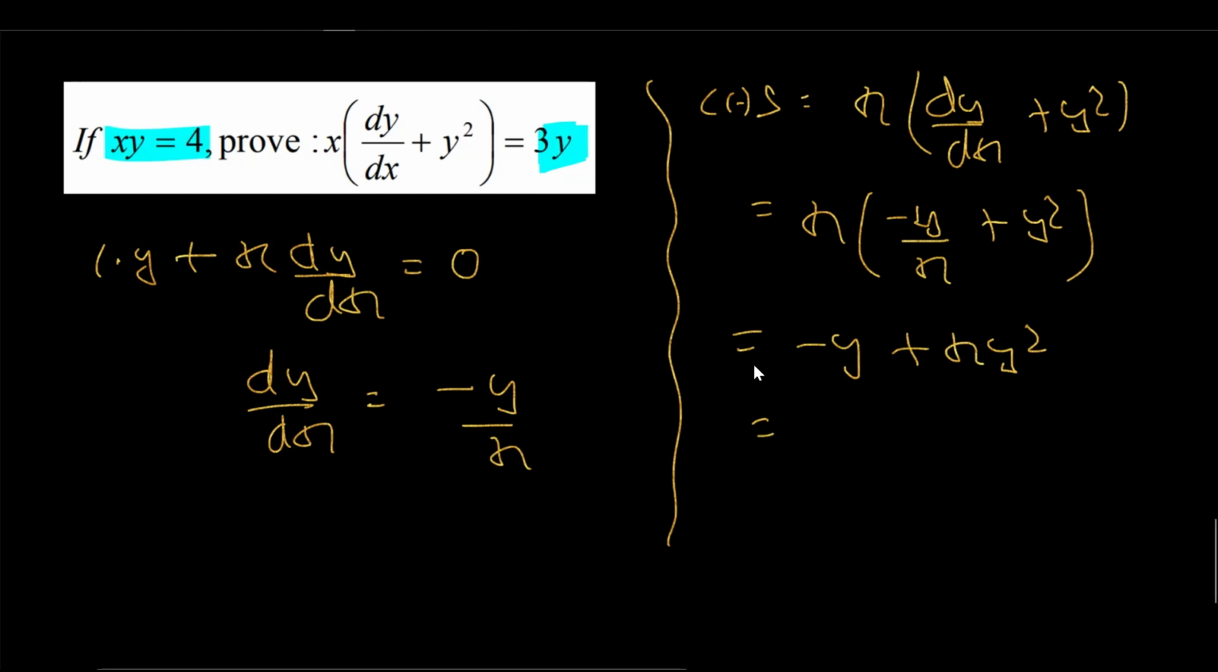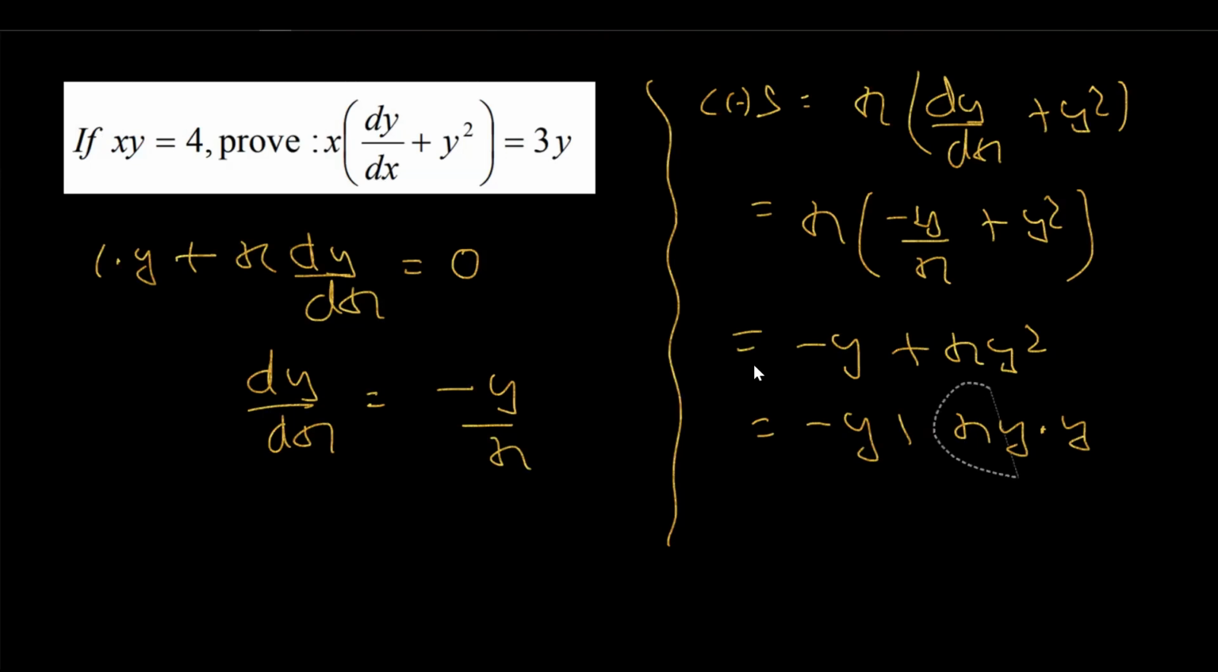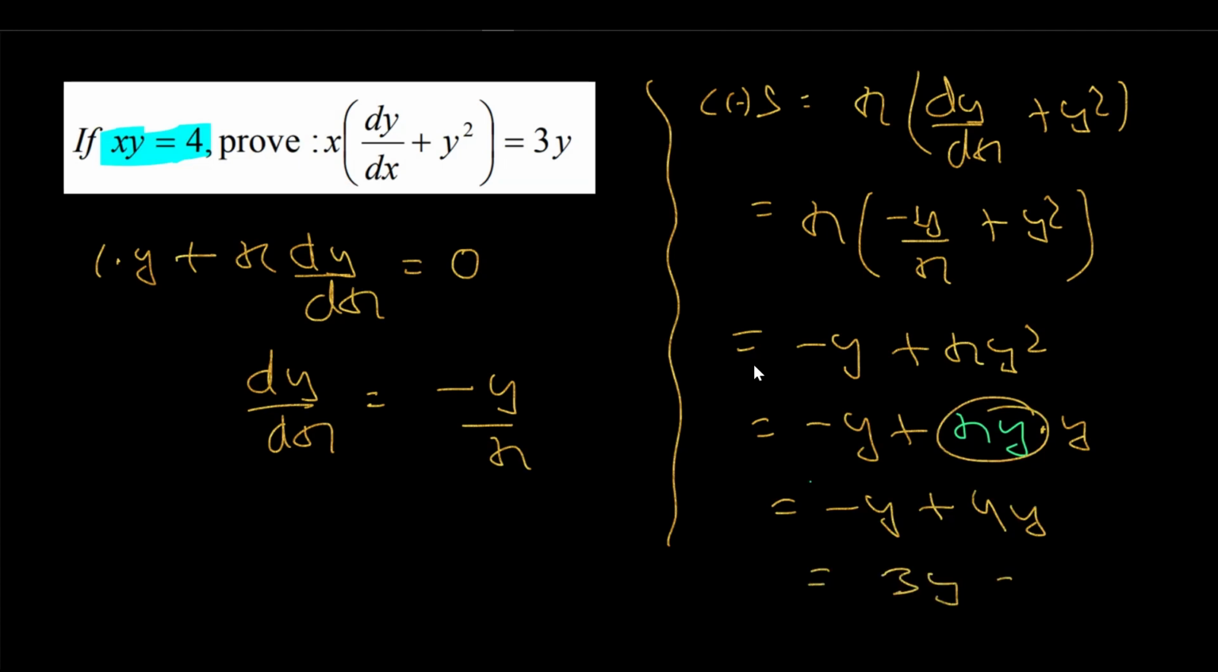Now, when I see the RHS, we need 3y, right? We need a y, and y is actually xy. Okay, so what we are going to do in the next step? So this is minus y. I'm going to write this as xy into y. This is because I can replace this xy over here. I can replace this xy with 4, right? So that results to give you what? Minus y. And this is 4 times y, right? This is replaced by 4. So this is 3y, and that is equal to the RHS.